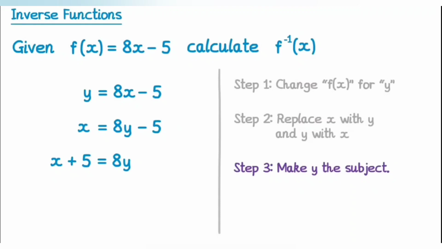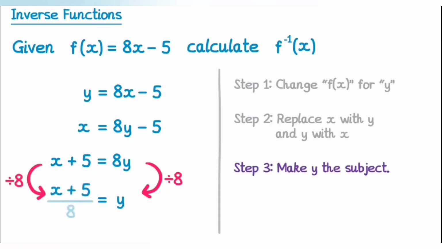On the right-hand side, I've got 8y, so if I divide both sides by 8, on the right-hand side, 8y divided by 8 is just 1y, and on the left-hand side, I've got x plus 5, and I divide that by 8, that's x plus 5 divided by 8. So step 3 is complete.